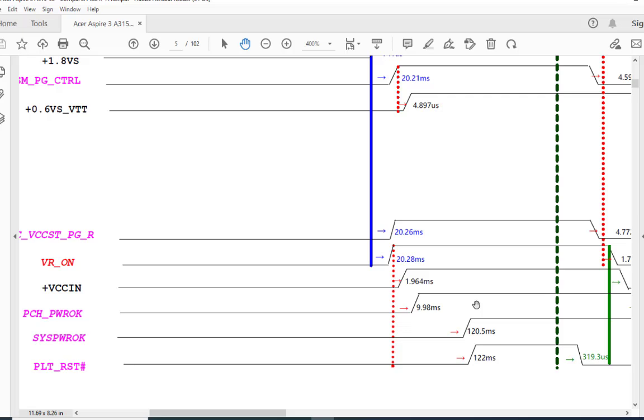After receiving these two signals, the CPU is going to generate one signal called platform reset, the PLT underscore RST signal. So this is a very important signal, PLT reset. Once the PLT reset is generated, then the CPU starts reading the BIOS. BIOS will act only after the PLT reset. Okay, so remember that. You have to follow these steps.